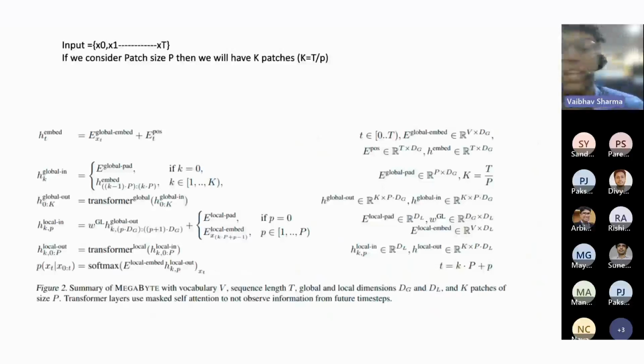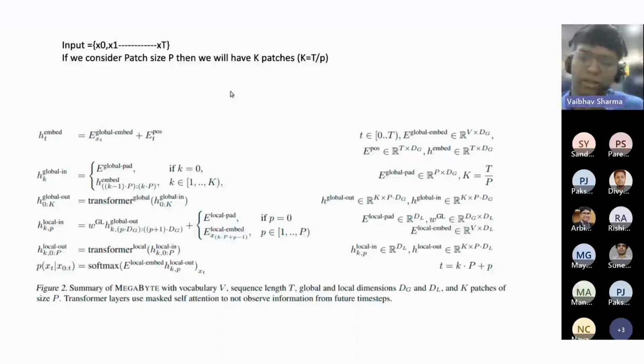If we go a bit deeper into the equations for it, let's say we have taken an input sequence of bytes x0 to xT. If we consider a patch size of p, then we will have a total number of k patches of size T by p. At the start, the patch embedder will take these x0, x1 and so on, and it will have a lookup table of embeddings of size dg. So dg is the size of that lookup table of the embeddings. Those embeddings are learnable parameters, which will be learned in this whole process.